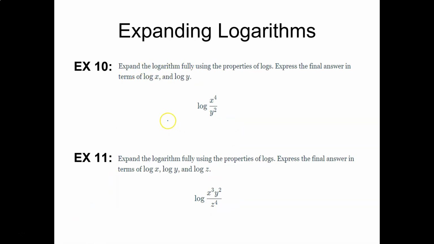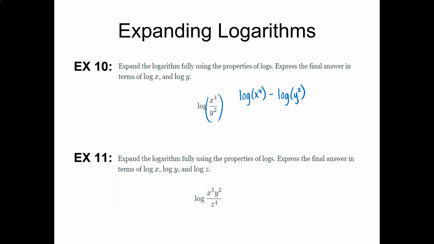Whenever you see problems that are wanting you to expand on Delta Math, it's going to say expand the logarithm fully using the properties of logs. Express the final answer in terms of log x and log y. What that means is that you can't stop early. Okay. So for this one, we've got division. We use subtraction to break up division. So we would have log of x to the fourth minus log of y squared.